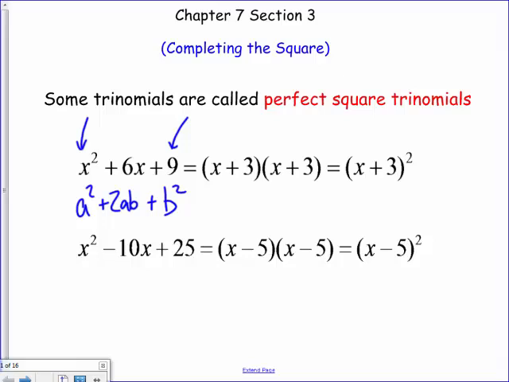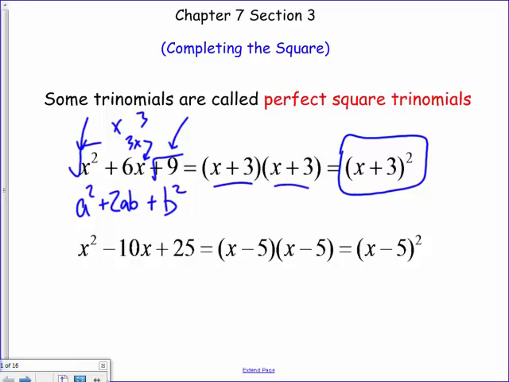In this case, it works out because the square root of x squared is x. The square root of 9 is 3. If I multiply those, I get 3x, and if I double it, I get 6x. So this factors into x plus 3 squared. Because if I went through and did my factors of 9 that add up to 6, I would get these two binomials being multiplied together, x plus 3 times x plus 3.